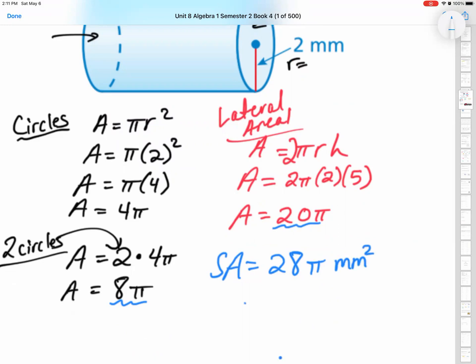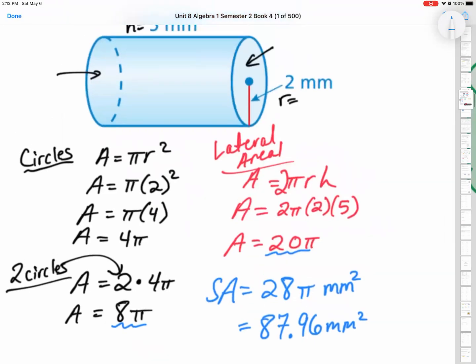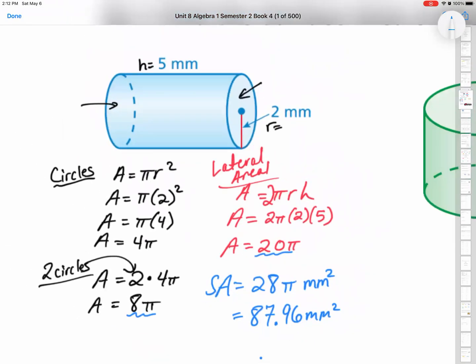Now, if we go ahead and find the approximate, where we don't have the pi, personally, I believe in using the pi button. So if you were to plug this into a calculator, you should get 87.96 millimeters squared. The reason why I prefer the pi button is it's just more exact, so you get a better approximation. Now, if you were to use 3.14, it's okay, but generally speaking, use the pi button.